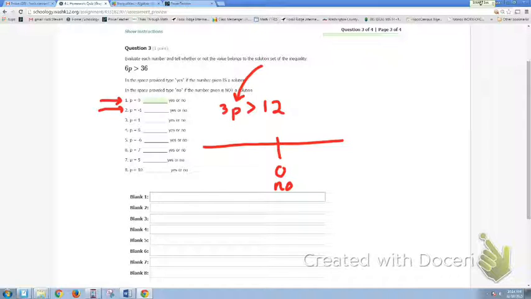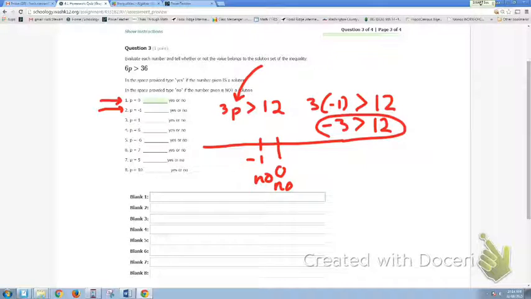Then you take the same thing. You do, okay, what about negative 1? Is this a solution? For mine, I would substitute it, and I would say, okay, what's 3 times negative 1? And I would see if this is greater than 12. And this is going to give me negative 3, and it's clear to see that negative 1 is also a no. Negative 1 is not a solution to this inequality. So that is not part of the solution set. So I would say no.